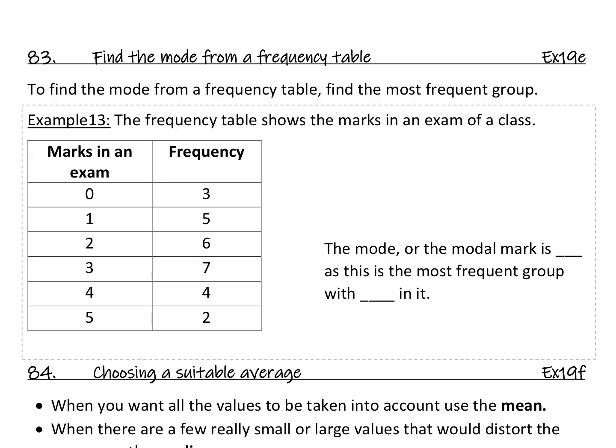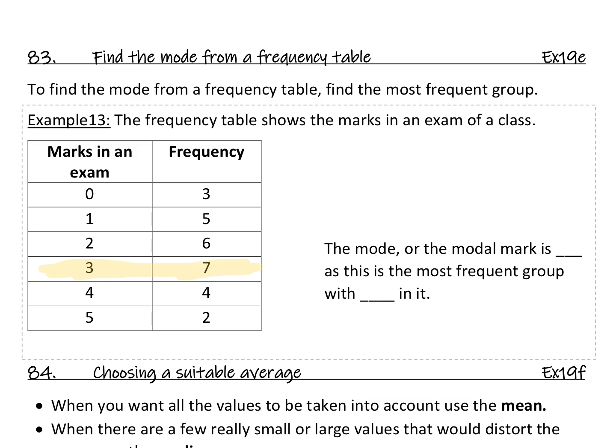So the mode is the most frequent. So frequency, the most frequent is here. 7 is the most frequent. When I say that, I mean there's 7 people that got 3 marks. So the most frequent number of marks in the exam is 3 because it happens 7 times.